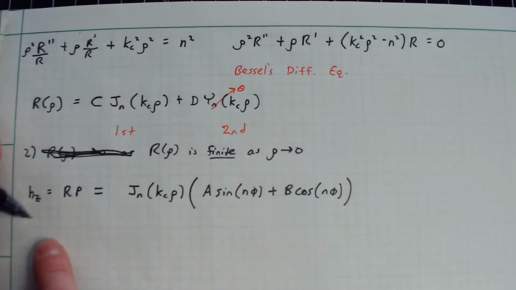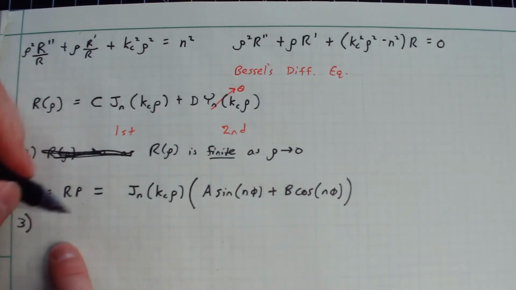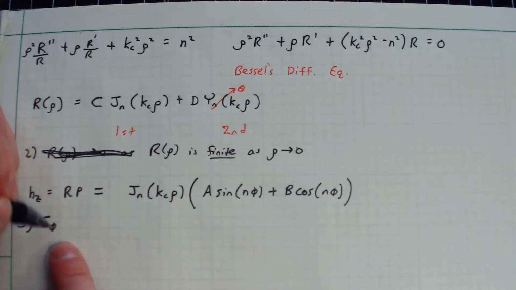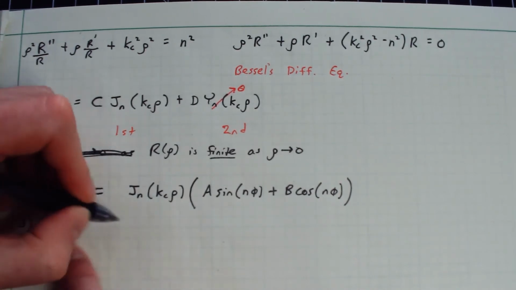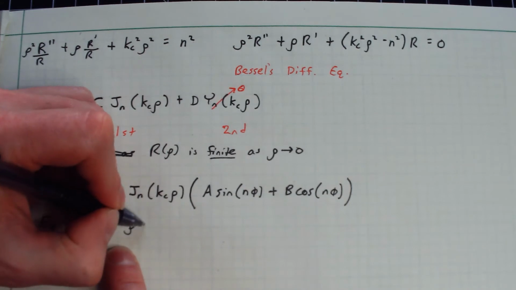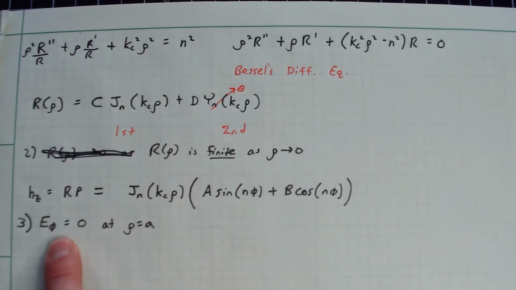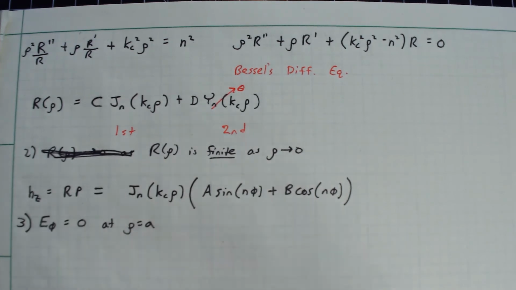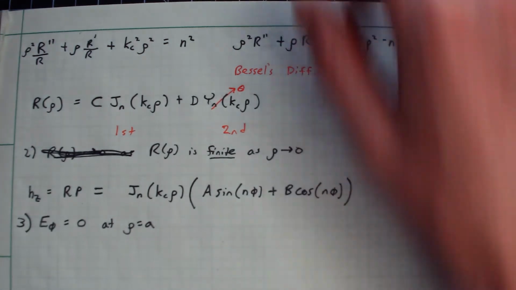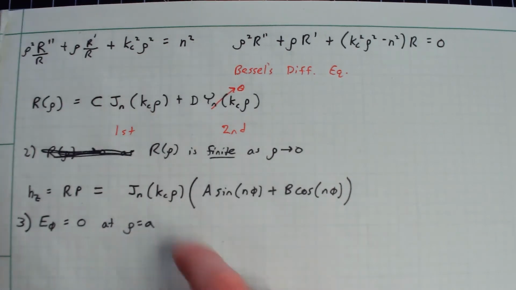So first things first, let's apply another boundary condition. I need the condition that E sub phi be 0 at rho equals a. Remember, this is simply my tangential electric field must be 0 at the border with any perfect electrical conductor. We've been using this a lot.